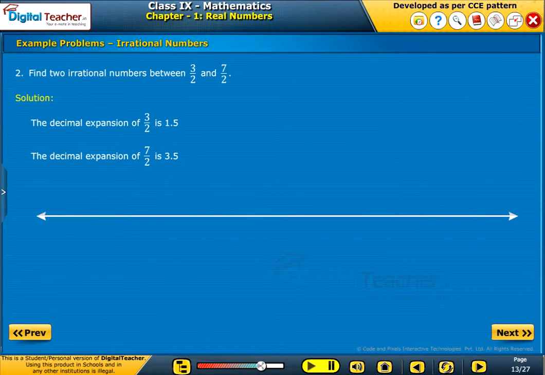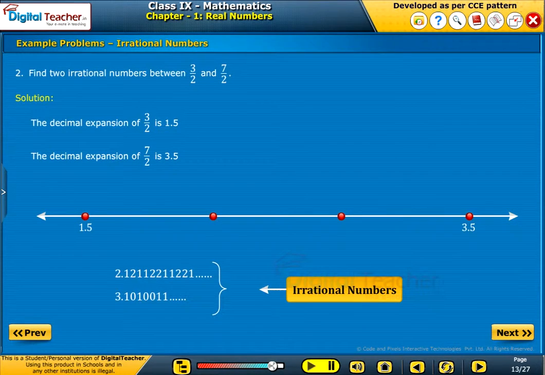Now, represent the two decimal numbers on a number line. The irrational numbers between these two numbers should lie in between 1.5 and 3.5. So, let us consider some numbers like 2, 3. By adding some non-terminating, non-recurring decimal to these numbers, we get two irrational numbers.